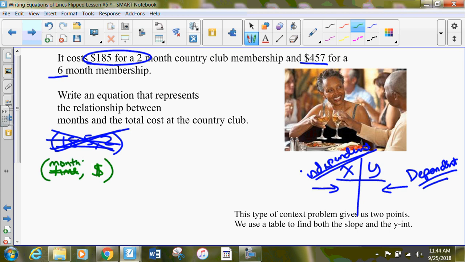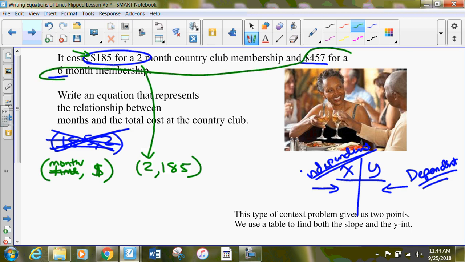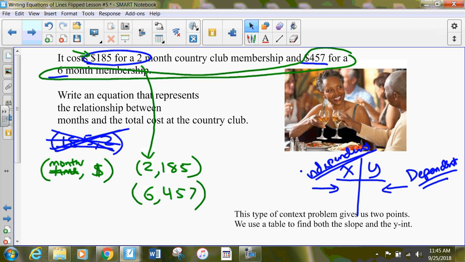So when we take this information right here, we're going to write it as (2, 185), which makes sense. For a 2-month membership in the country club, it will cost us $185. Now, can you see the second? The second point is this. For 6 months in the country club, it's going to cost us $457. So it's really, really important to know to put the months first before the dollars.